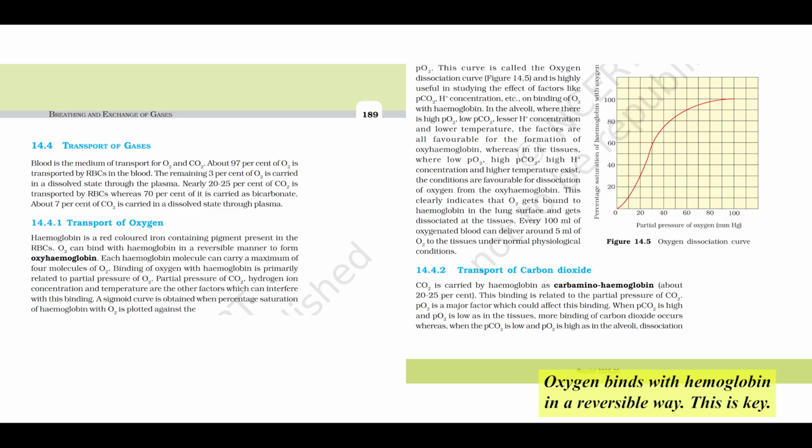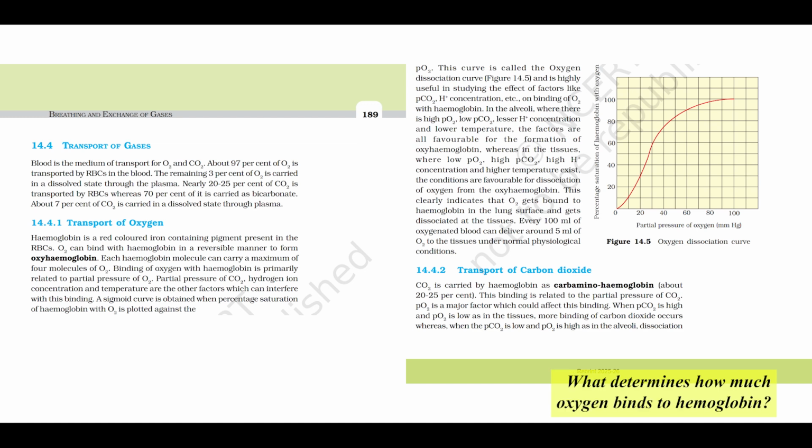Oxygen binds with hemoglobin in a reversible way. This is key. It forms oxyhemoglobin, HbO2. Reversible means it can bind O2 easily in the lungs, where O2 is high, and release it easily in the tissues, where O2 is low. Each molecule of hemoglobin is quite amazing. It can carry a maximum of 4 molecules of O2.